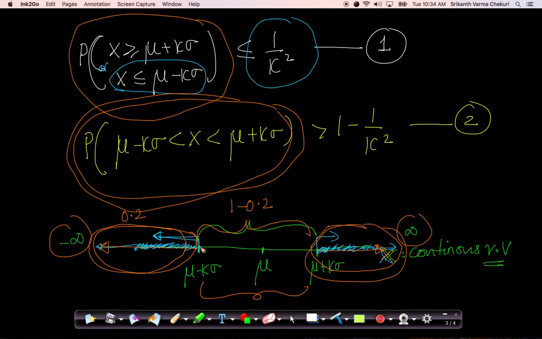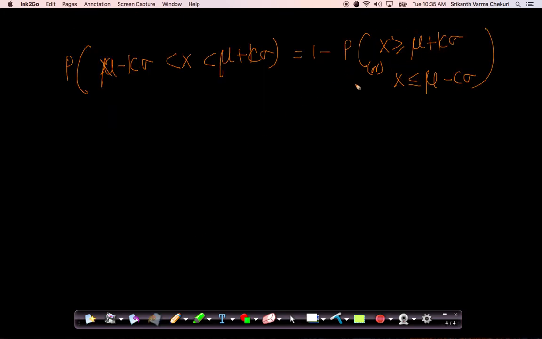Similarly, either x lies in this region or x lies outside that region. There are only two possibilities here. And that's why the sum of both these probabilities should be 1. Now, we know that this value is less than or equal to 1 by k square, right? So this value we know is less than or equal to 1 by k square.